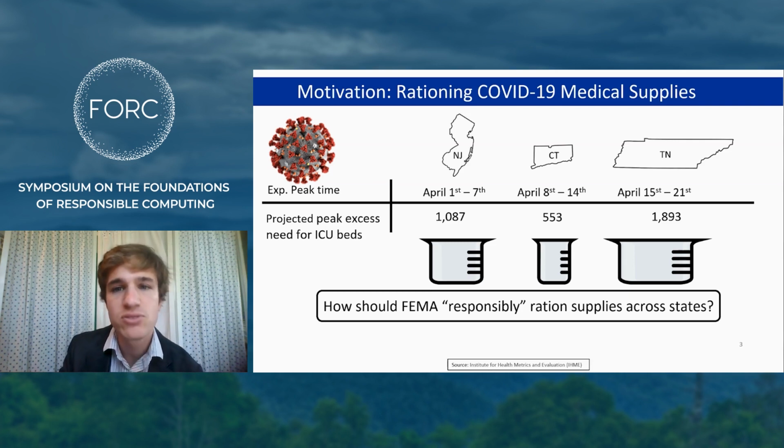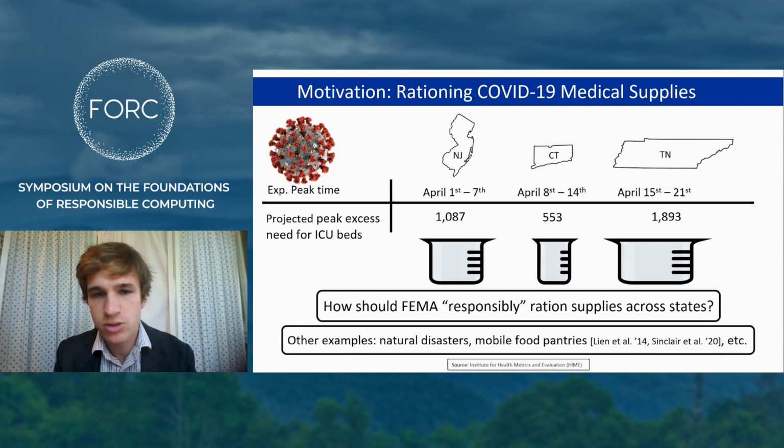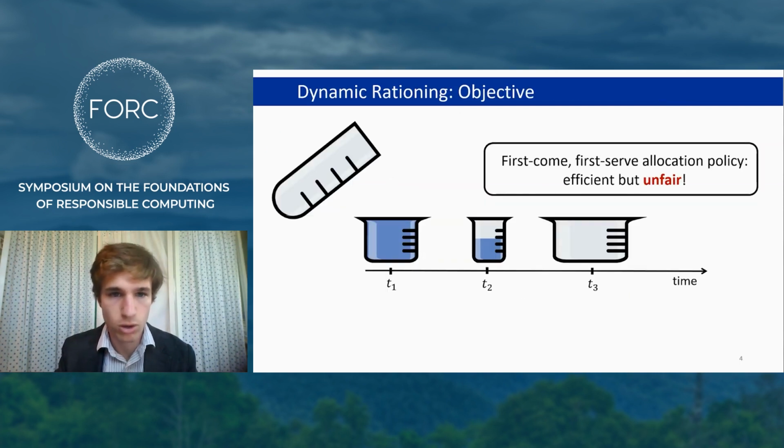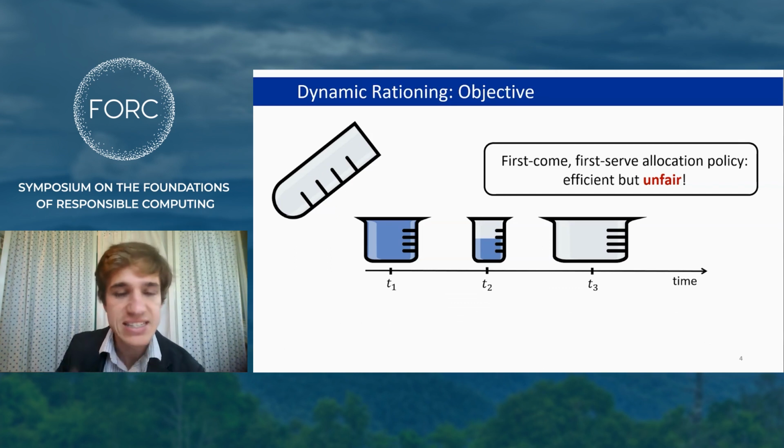Like I said, these types of questions arise in a variety of different contexts. There are just a few examples: natural disasters or the allocation of food in mobile food pantries. When we think about different rationing policies, there are a few natural things to consider. One would be a first come, first serve policy. This is very efficient, but it's quite unfair to people that arrive later, to states that are hit hard but later in the pandemic.